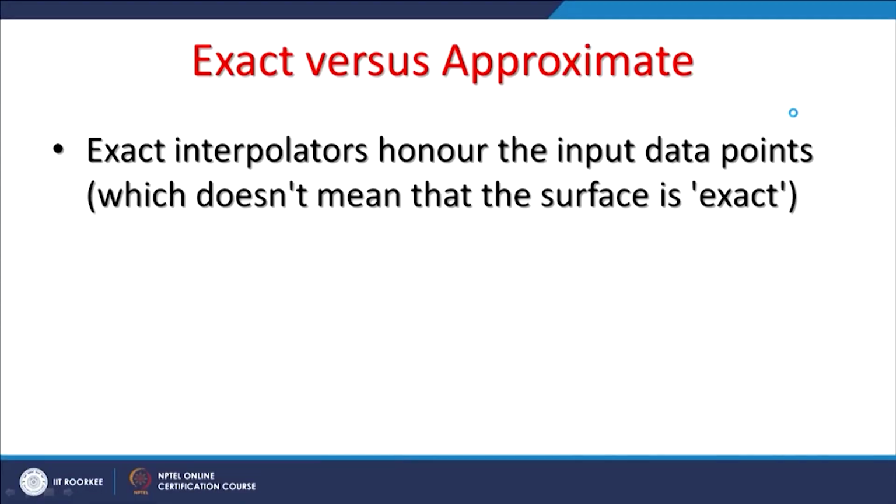Similarly, exact interpolators versus approximate interpolators. In exact interpolators, as I mentioned a few minutes back, it honors the input data points. That means it keeps the exact value in the cell where that point is falling.